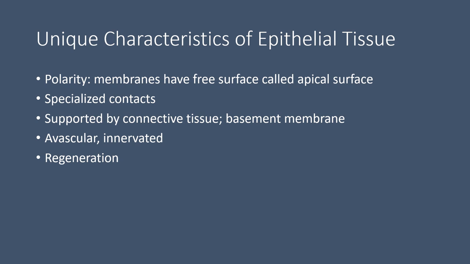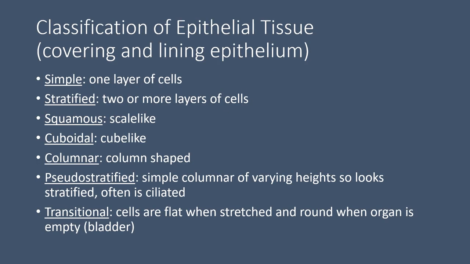Epithelial tissue is avascular, meaning it does not have a blood supply, so it is dependent upon the connective tissue, that basement membrane underneath, and diffusion of nutrients and gases from it. It is innervated, meaning it does have a good nerve supply running through it, and it does tend to regenerate fairly easily as compared to other types of tissues.